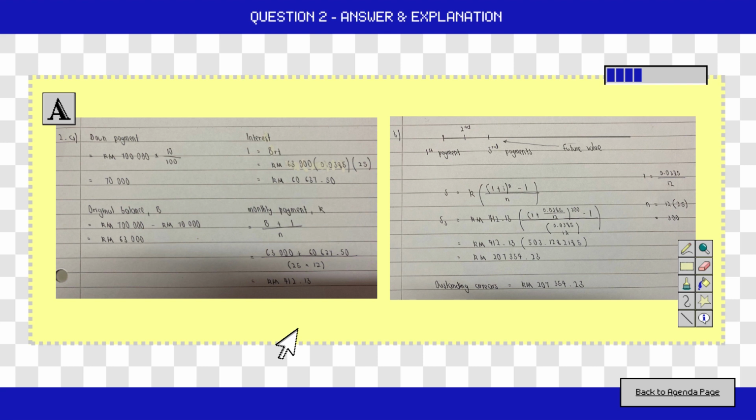And in order for us to find i, i is equal to k over m, and n is equal to m multiplied by t. With all the information gathered, as usual, we can put it in the formula, and the final answer for the outstanding arrears is 207,354 and 23 cents. That is the outstanding arrears for this question. That's all. Thank you.